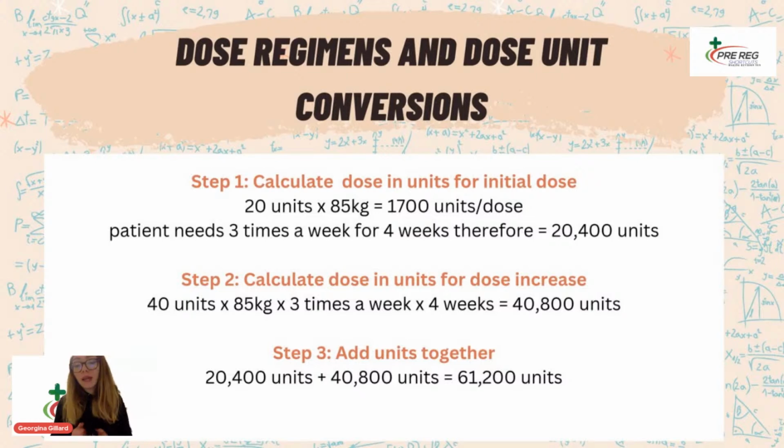And then, of course, for the next lot of 4 weeks, there's going to be an increase in increment of 20 units per kilo. So therefore, the patient will be having a total of 40 units per kilo for those next 4 weeks. So it'll be 40 units, multiply that by 85 kilos, times that by 3 for 3 times a week, times that by 4, 40,800 units. You're going to add all of your units together, and that's going to give us 61,200 units.